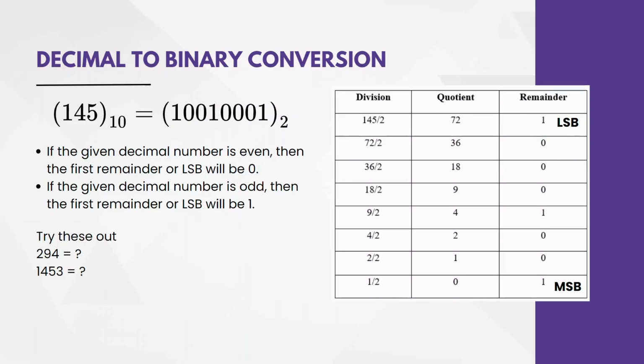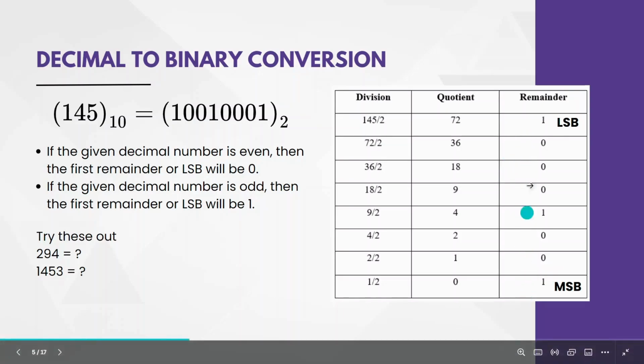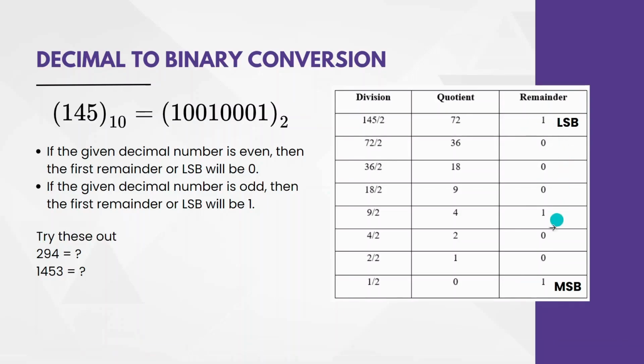So the binary number for 145 from decimal, when we convert it into binary, I will start writing from 1 and I will move upwards. So first I will start with the MSB and then move towards the LSB. This remainder itself I have written here. So 1 is my MSB, then 0 0 1 0 0, followed by a 1, which is the least significant bit. So this is how we convert a decimal to binary.